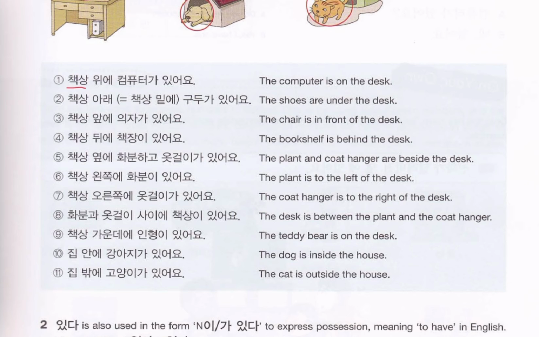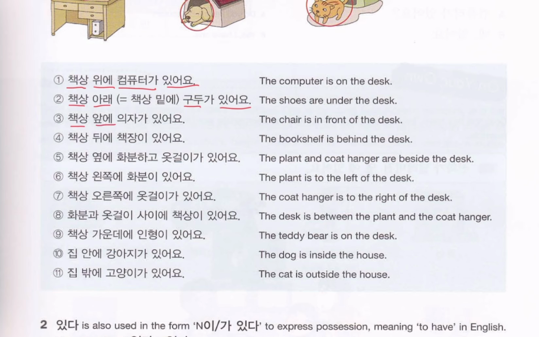Number 1. 책상 This is desk. 위, on. 컴퓨터 is computer. 있어요, have. 책상 위에 컴퓨터가 있어요. The computer is on the desk. 책상 아래 is under. 구두 is shoes. 있어요, have. 책상 아래 구두가 있어요. The shoes are under the desk.